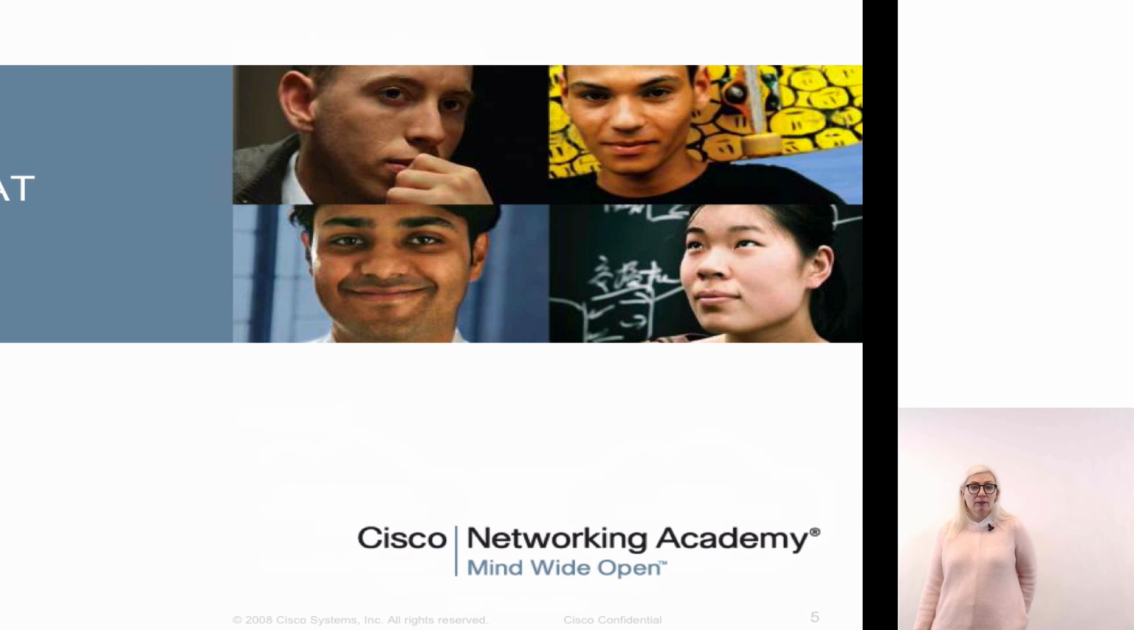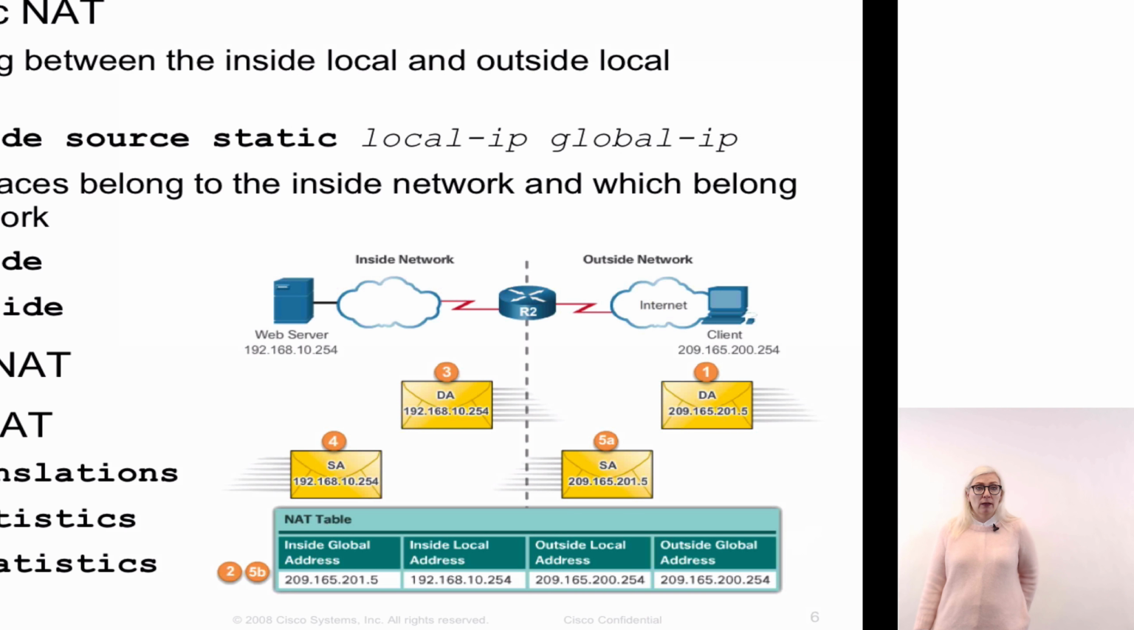How to configure it? Well, to configure static NAT, we use the ip nat inside source static command, and then we go in and set up what is the inside and what is the outside interface. And that's basically it. And then we can verify it with these show commands.